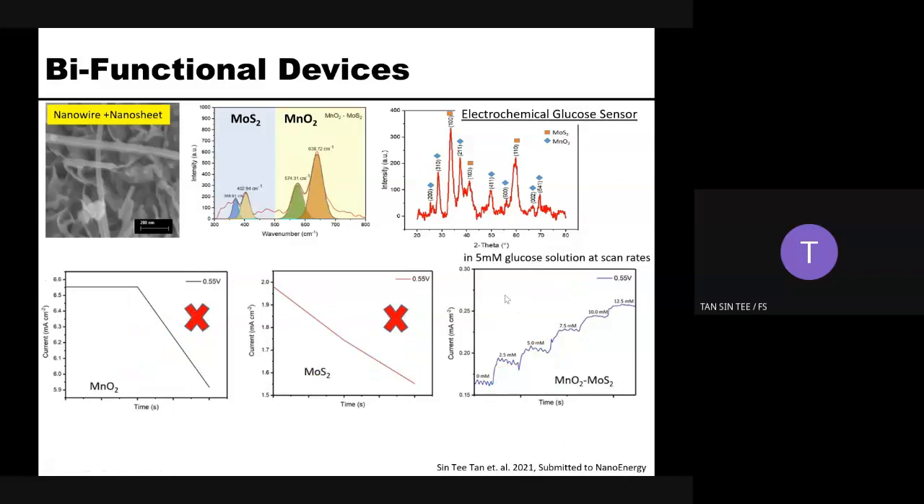After that, we ran some amperometric analysis and figured out that by embedding the MoS2 and the MnO2 together, we are able to improve the glucose detection from 0 millimolar up to 12.5 millimolar with a voltage offset of 0.55 volt.